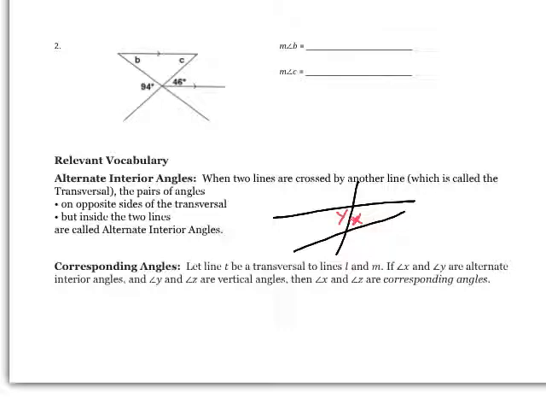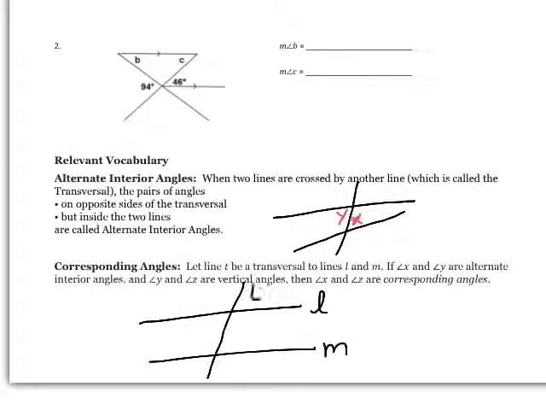Corresponding angles uses that definition. So let line T be a transversal to lines L and M. So I'm going to draw L, and I'm going to draw M. They aren't necessarily parallel, and there's line T. If angle X and angle Y are alternate interior, there's X, there's Y, and Y and Z are vertical angles, then X and Z are corresponding angles. So that's how you can describe what corresponding angles are, right here and right here. You get there from alternate interior and vertical. And in class we'll be practicing a lot more of these problems, especially using auxiliary lines.